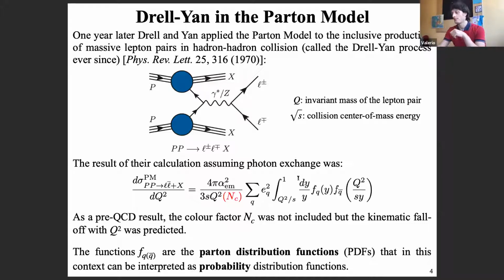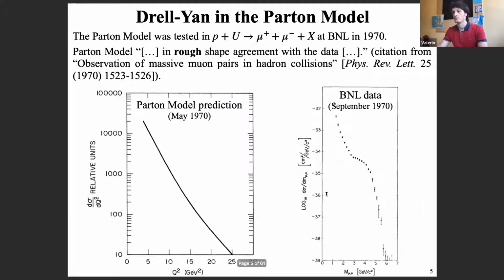And then there is a factor that depends on the parton distribution functions. We have already seen what they are. But actually, in the context of the parton model, parton distribution functions don't have an operator definition. They can really be interpreted like probability distribution functions. So they are really the probability density of finding a parton of flavor q, a quark, with a longitudinal momentum fraction y in the proton. So they are really probability distributions.